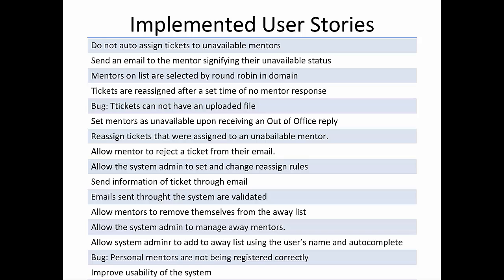There was a bug. The tickets cannot have an uploaded file. Set mentors as unavailable upon receiving an out-of-office reply. Reassign tickets that were assigned to an unavailable mentor. Allow mentors to reject a ticket from their email. Allow the system admin to set and change reassign rules.